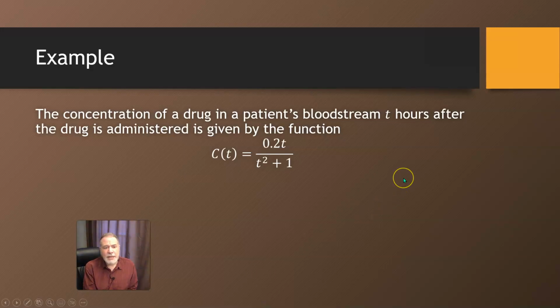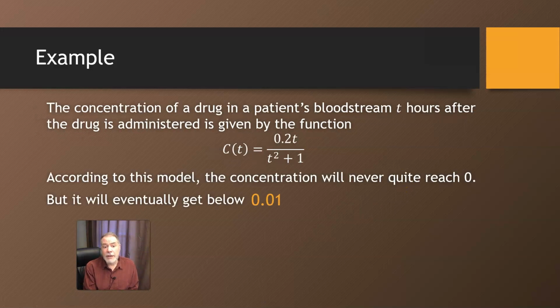So what that's telling us is that in the long run, the concentration of the drug will never quite reach 0. Now remember, I said this was only an approximation to what happens in the real world, but if this model was exactly right to infinite precision, that would mean that the concentration of the drug in the bloodstream would never completely disappear. It would never quite reach 0, but it will eventually get below 0.01. If you wait long enough, it will eventually get below 0.001.